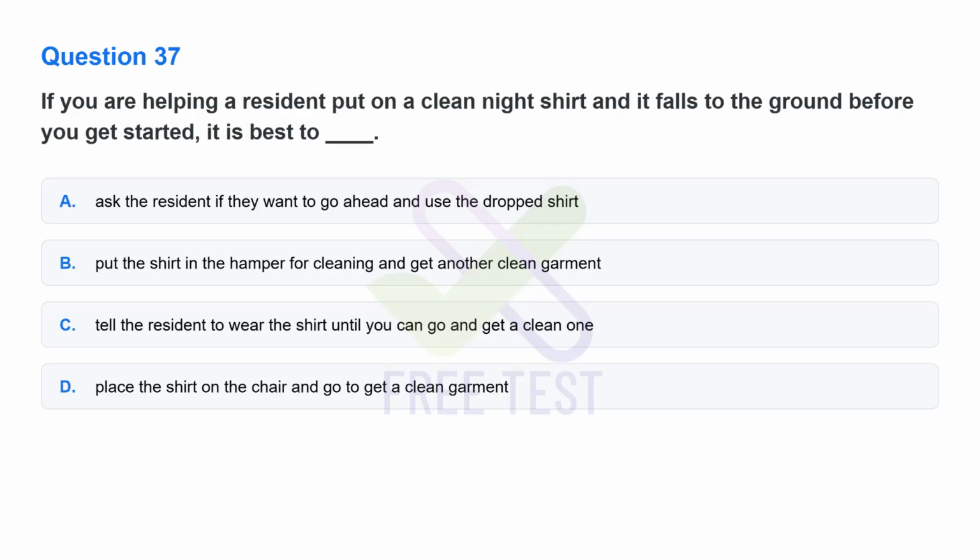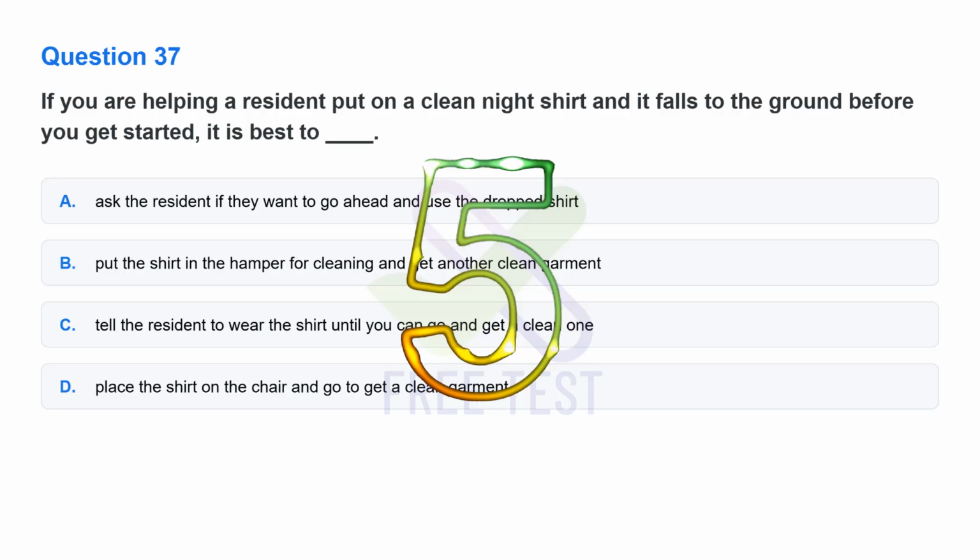If you are helping a resident put on a clean nightshirt and it falls to the ground before you get started, it is best to A. Ask the resident if they want to go ahead and use the dropped shirt. B. Put the shirt in the hamper for cleaning and get another clean garment. C. Tell the resident to wear the shirt until you can go and get a clean one. D. Place the shirt on the chair and go to get a clean garment.